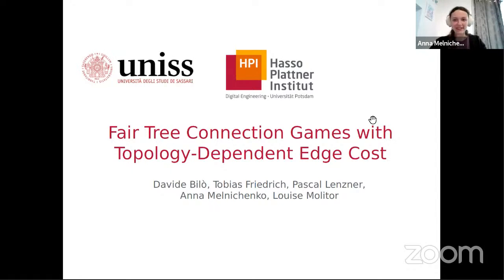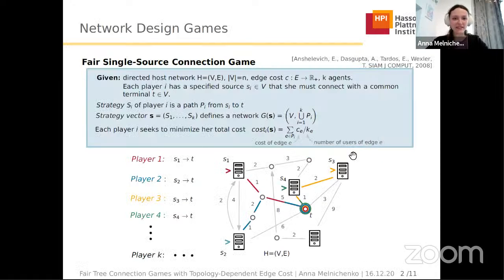Thank you for the introduction. So I can probably skip this part, and let's go to the definition of the game. Our game takes its origin from the so-called fair single source connection game, which was introduced by Anshelevich et al. roughly 10 years ago. Here we have a set of k players and a given weighted directed graph, and all players can buy edges to connect the terminal with a common target. They fairly share the cost of each edge, and the aim is to minimize the cost of the entire path.